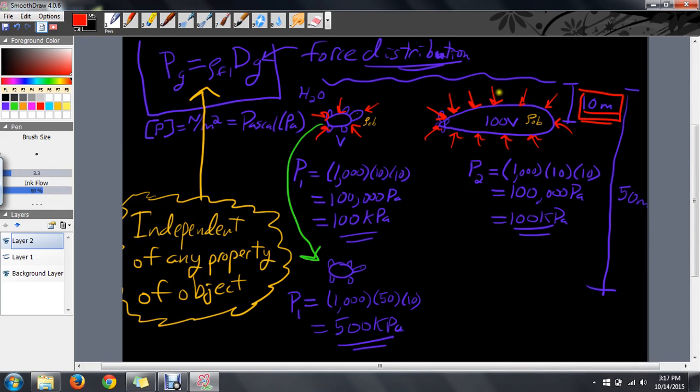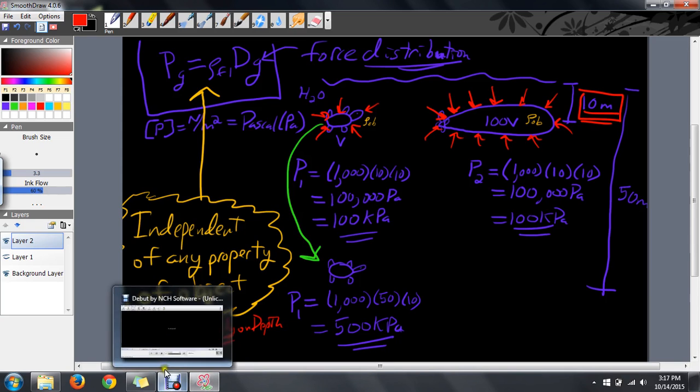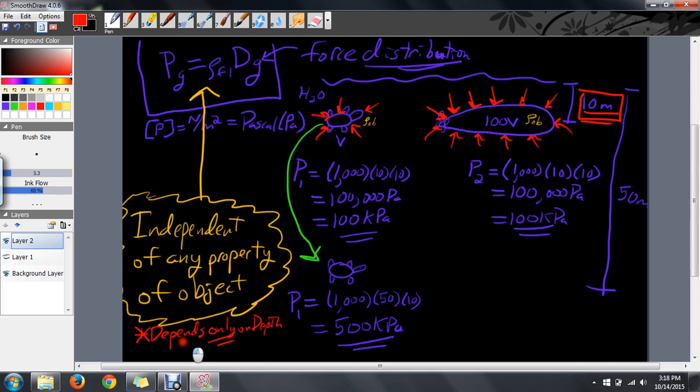Okay? So just remember that pressure does not have a specific orientation when something's submerged. And it only depends on the density of the fluid, gravity, and depth. If you're in water and you put a bunch of different things in water, it doesn't matter. All that matters is depth.